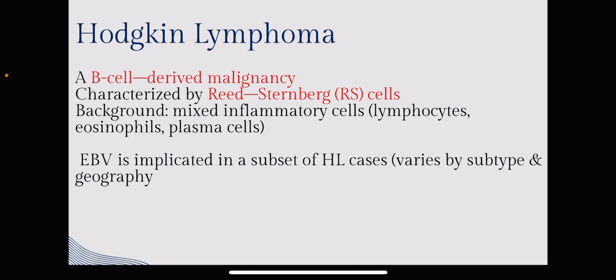Now coming to Hodgkin lymphoma. Hodgkin lymphoma is a B cell derived malignancy. It is characterized by Reed-Sternberg cells and a background of mixed inflammatory cells that contain lymphocytes, eosinophils, and plasma cells. Epstein-Barr virus is implicated in a subset of Hodgkin lymphoma cases that varies by subtype and geography.